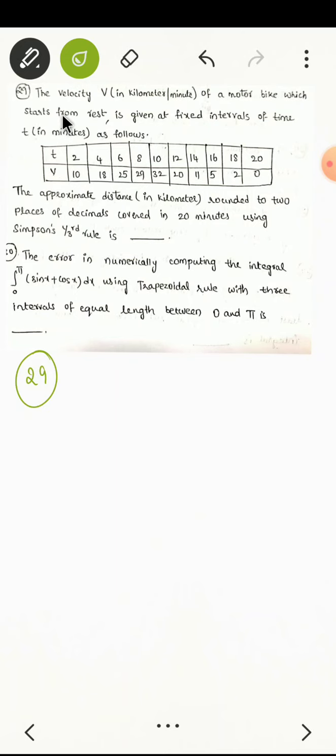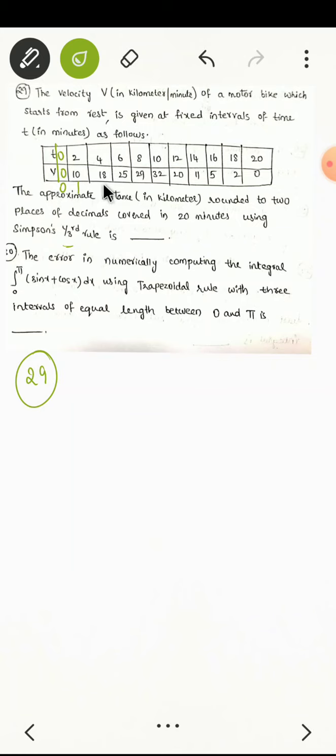Problem number 29 is what? The velocity in kilometer per minute of a motorbike that starts from rest is given at fixed intervals. Approximate the distance by using Simpson's 1/3 rule. It starts from rest, okay, this is the highlighting point. It is starting at rest, so at the start the velocity is 0 at time t equal to 0. If you won't take this into account, the entire thing will go wrong.